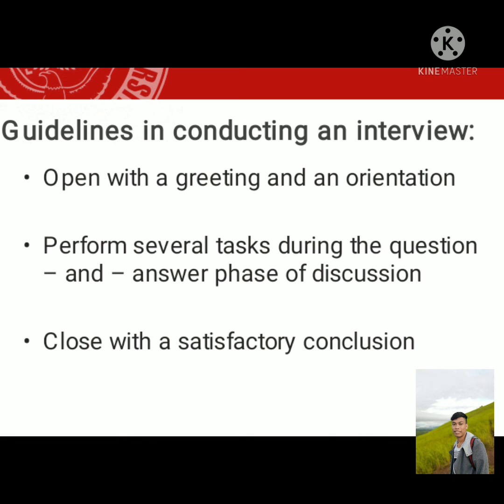Number 2, perform several tasks during the question and answer phase of the discussion. Control and focus the conversation. Listen actively. Use secondary questions to probe for important information. So in this part, you should control and focus the conversation. You should listen actively, and you can also use secondary questions to probe for important information.